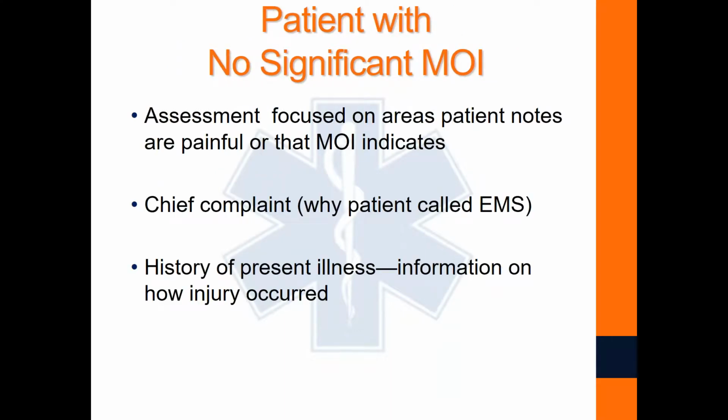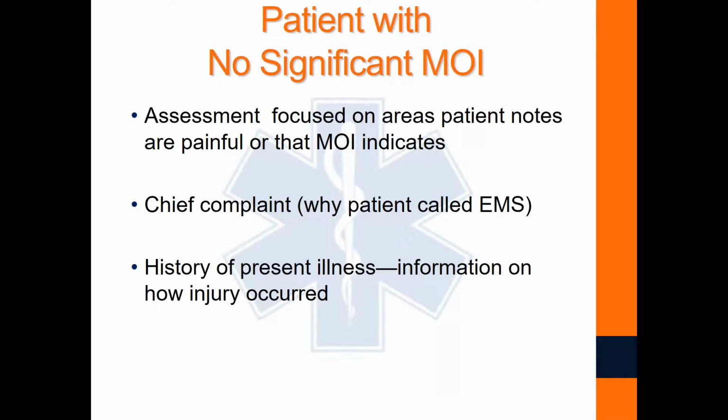My no significant mechanism of injury, pretty simple, pretty straightforward. My patient's going to tell me, hey, I fell, I think I broke my wrist, this really hurts. Okay, well, the story matches the complaint. Now I can go ahead and investigate this chief complaint. The history of present illness is going to tell me, well, how did this injury occur? Well, I hopped on my kid's skateboard, and the next thing I know, bang, broken wrist. Okay. Did you have a head strike? No. Perfect. I'm going to assess that broken wrist.